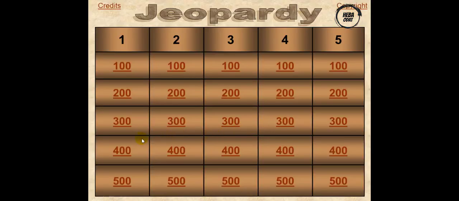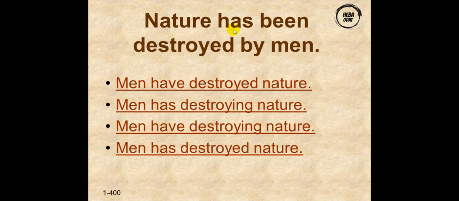Now, can you change from passive voice to active voice? Let's find out. I choose question number 1, value 400. Let's see. Nature has been destroyed by men. This is obviously a passive voice. Let's change it to active voice. Which one do you think is the right answer? First of all, this is the object of preposition. They are the doers of the action. So, men come to the beginning of the sentence.